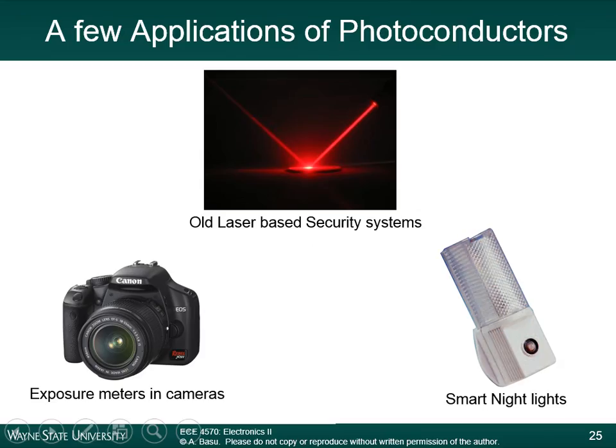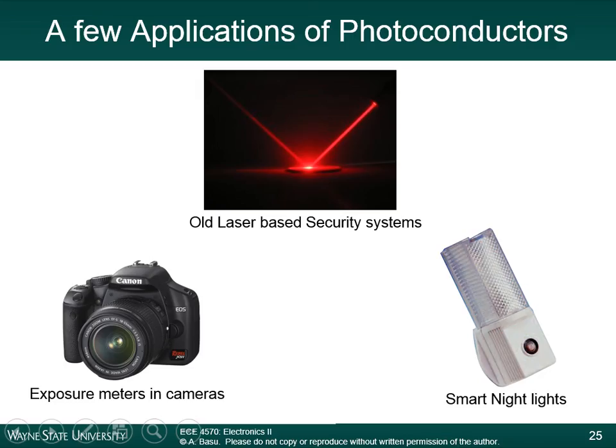There are a few applications of photoconductors. Probably many of you have something like this in your room or in your hallways at home: night lights. There's a simple circuit in here which detects the resistance change. There's a semiconductor in there. The resistance changes when the room is dark versus when it's light, and that triggers whether the light is turned on or not.